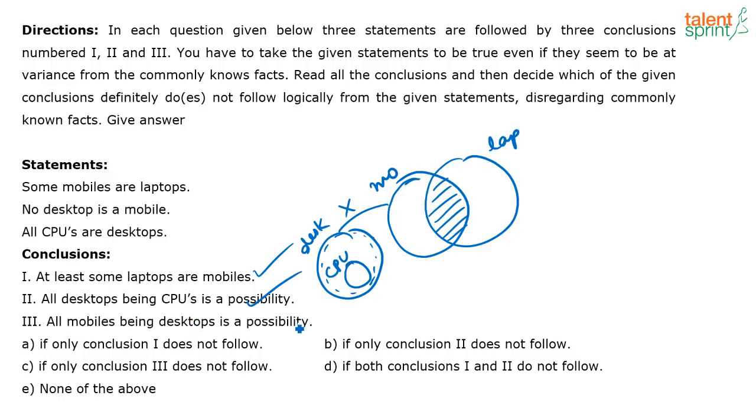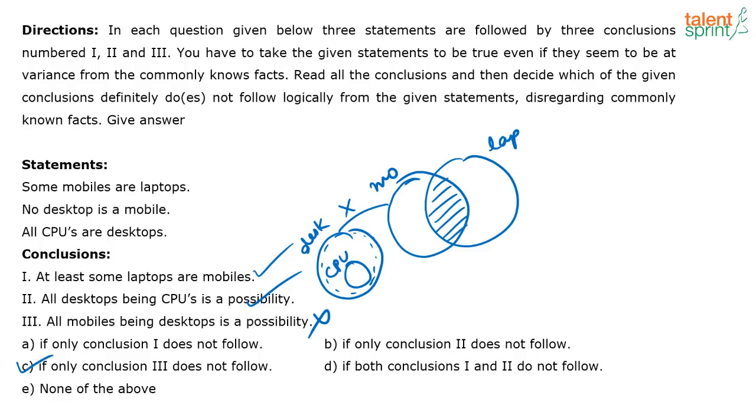All mobiles being desktop is a possibility. No. Can mobiles be desktop? We already know that no desktop is a mobile. So all mobiles being desktop is definitely not a possibility. So this option does not follow. So what is the answer for this question? See here, conclusions 1 and 2 follow and conclusion 3 does not follow. So the correct answer is if only conclusion 3 does not follow.